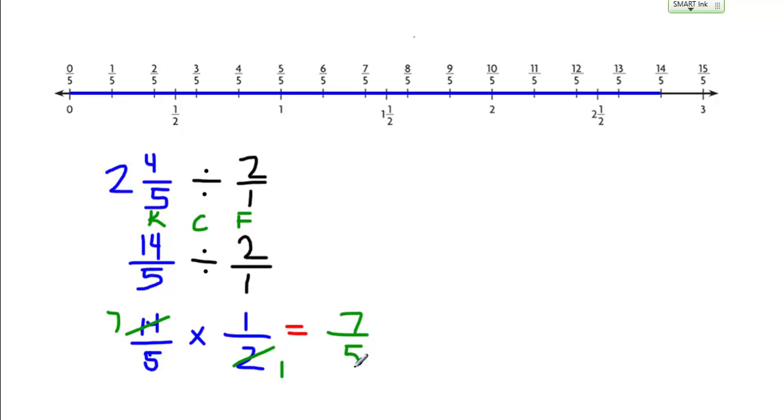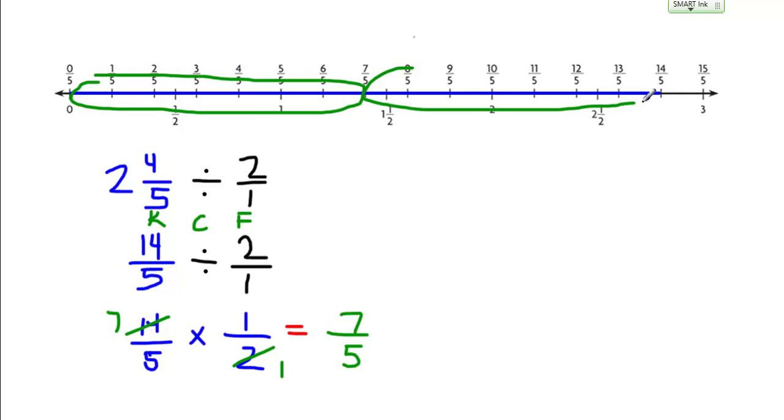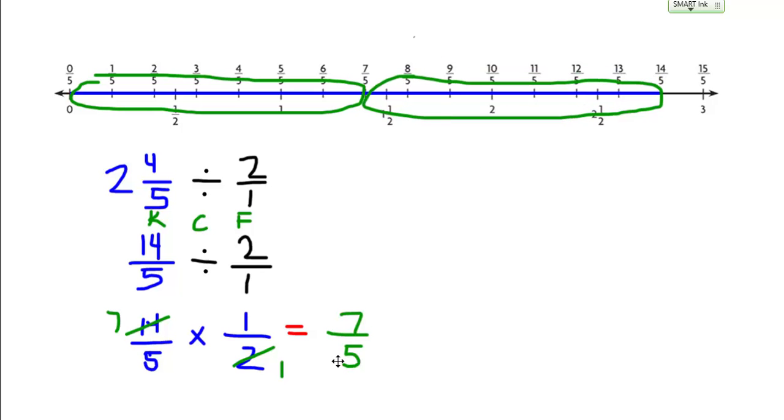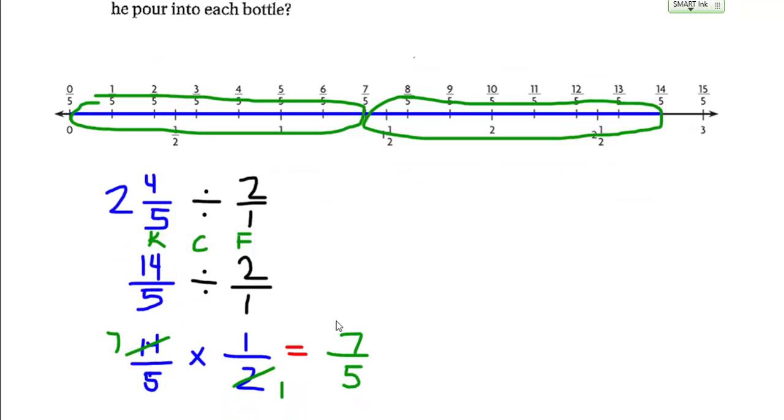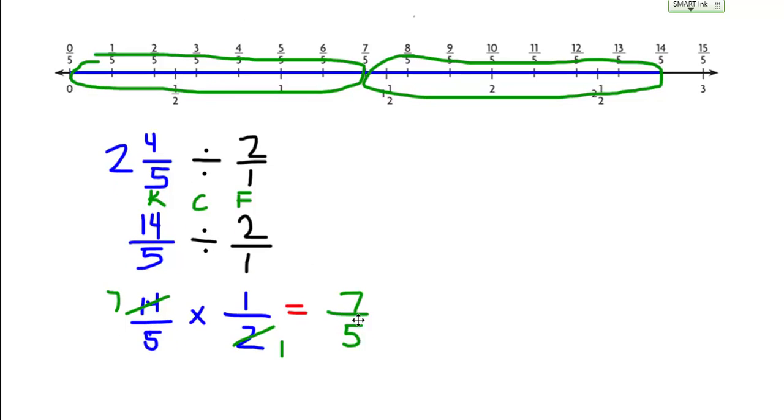Now let's look at the diagram of this. So if we have 7/5, that's this amount right here. And we would also have here the same thing, right? That's an equal amount. Now the question is, going back to the question, how much does he pour in each bottle? He's pouring 7/5. Now usually teachers are not going to be very satisfied if you have it left as an improper fraction. You would have to rename that as a mixed number.